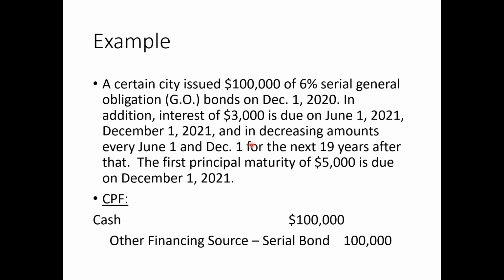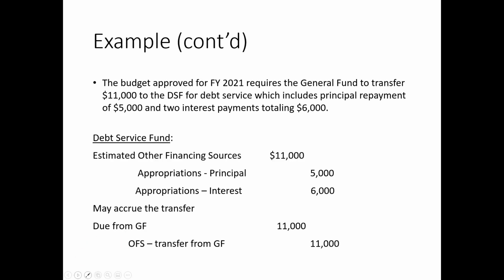transactions in the funds. First, let's start with the capital projects fund to record the bond issuance. Debit cash and credit other financing source. The bond was issued at its face value, so there's no discount or premium. Okay, next we're going to move to the debt service fund.